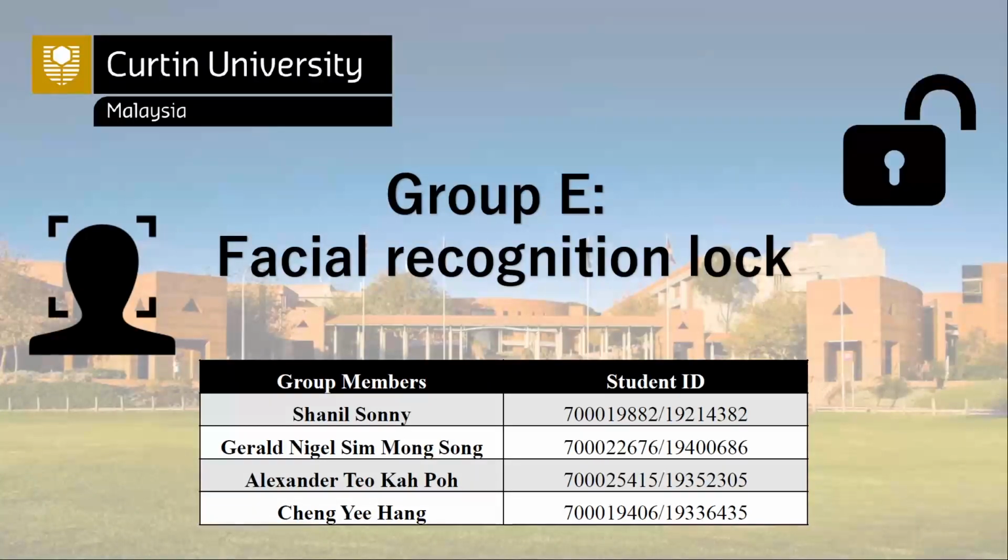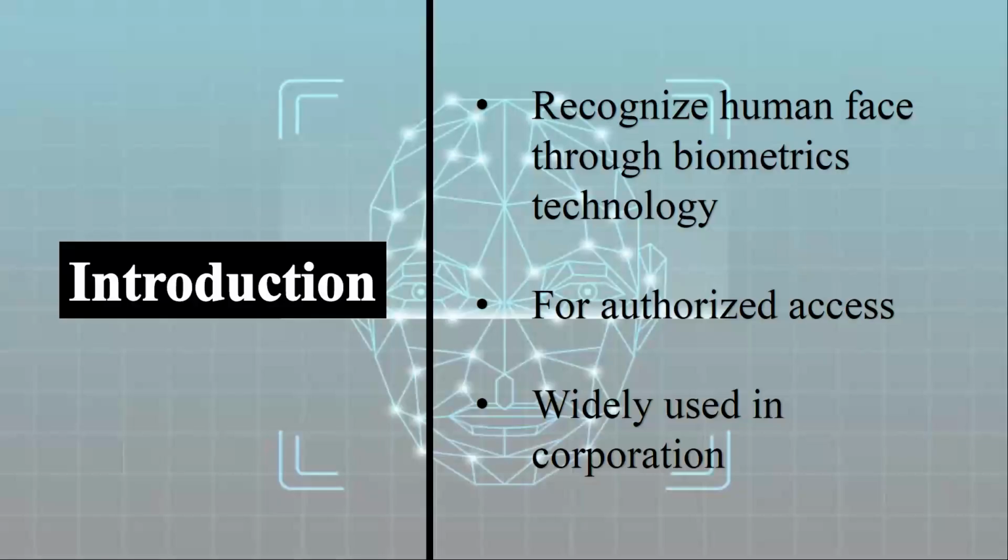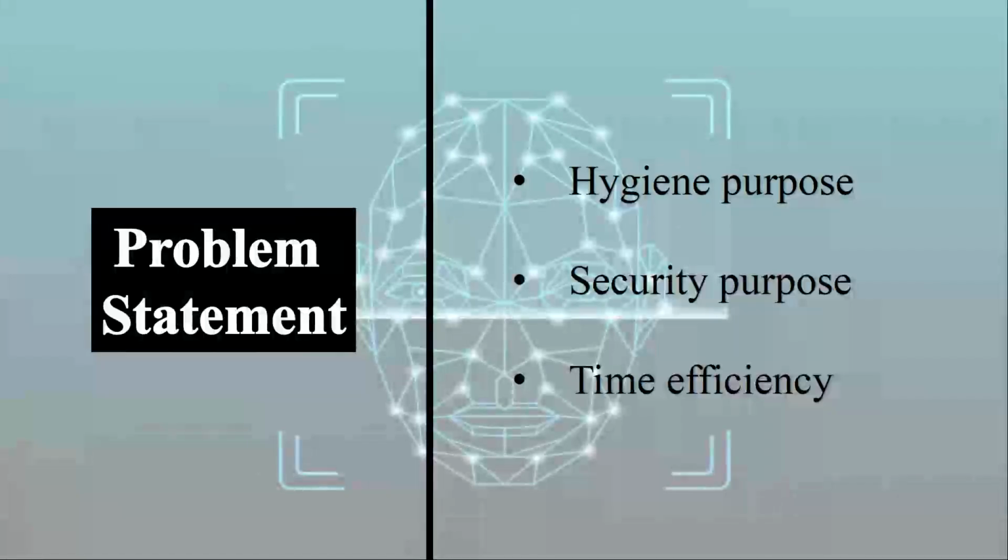So without further ado, let's start with the introduction of the product. The product uses the human face for identification to give security clearance through biometrics technology and identify the person from the database. This technology is also widely used in private sectors and corporations, as only authorized personnel are allowed. Next, let's talk about the problem statement of the product.